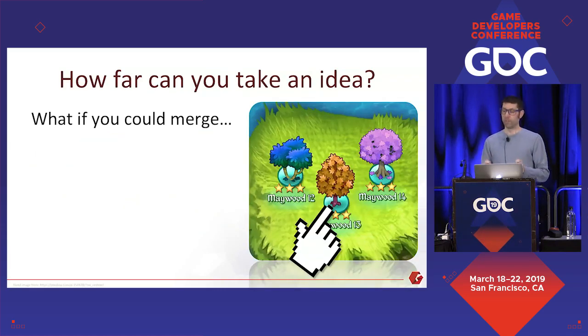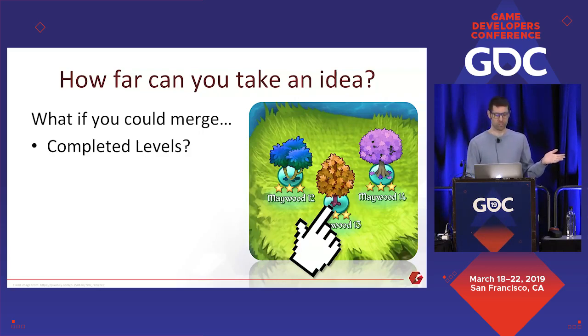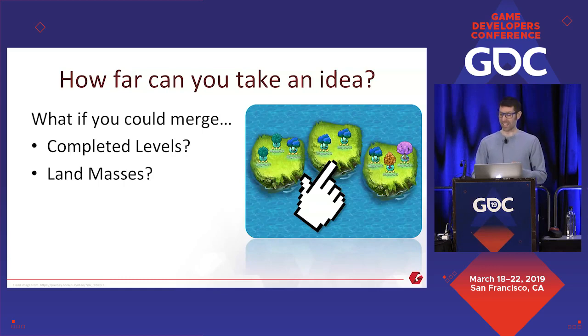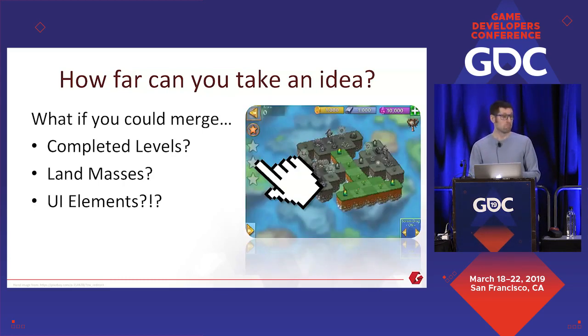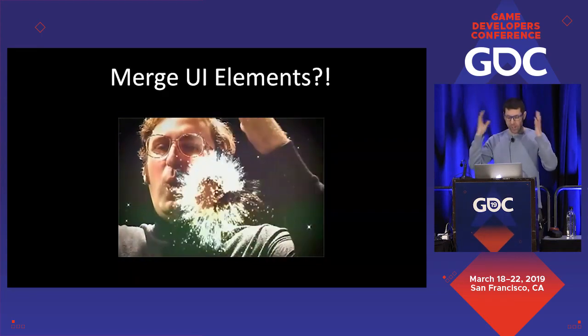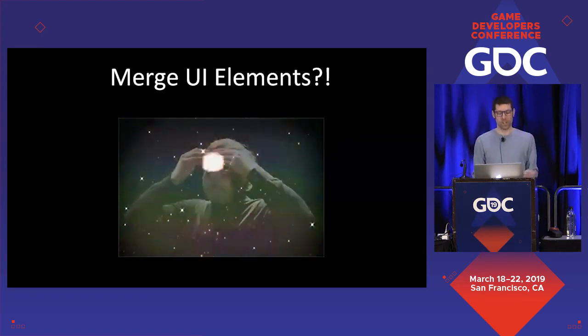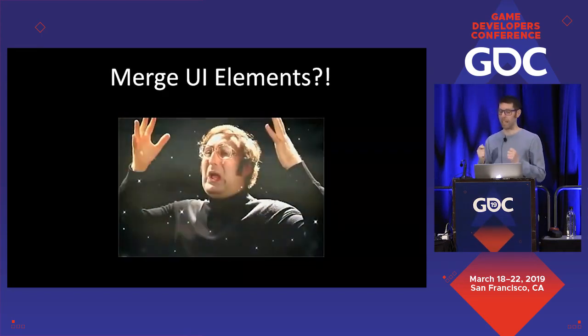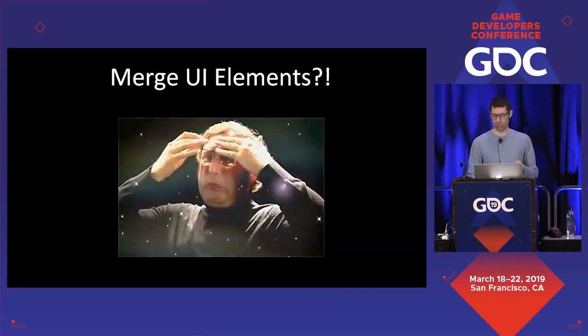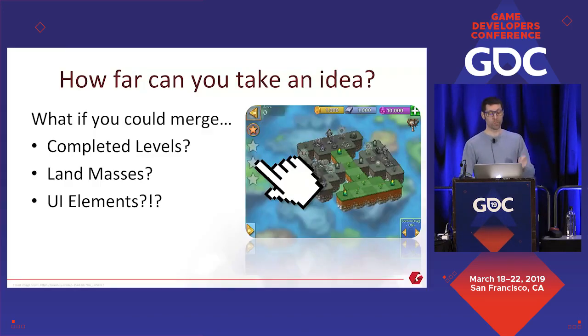In the spirit of this merge everything and anything philosophy, here's some of the other crazy questions we asked ourselves. What if you could merge the completed levels? Or the land masses on the world map? Even the UI elements? Like, merging UI elements, it sounds crazy, but it's asking yourself or your team these seemingly outlandish questions like this that could lead to new ideas. In our case, this question of merging UI elements led directly to the thought, well, could we merge those quest stars that are in the HUD there?